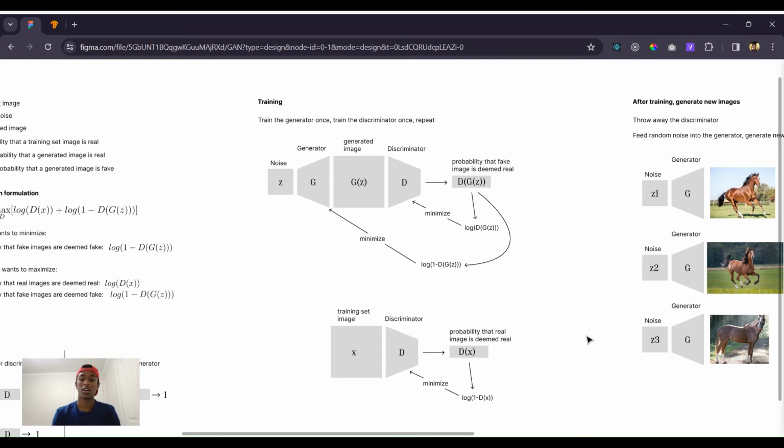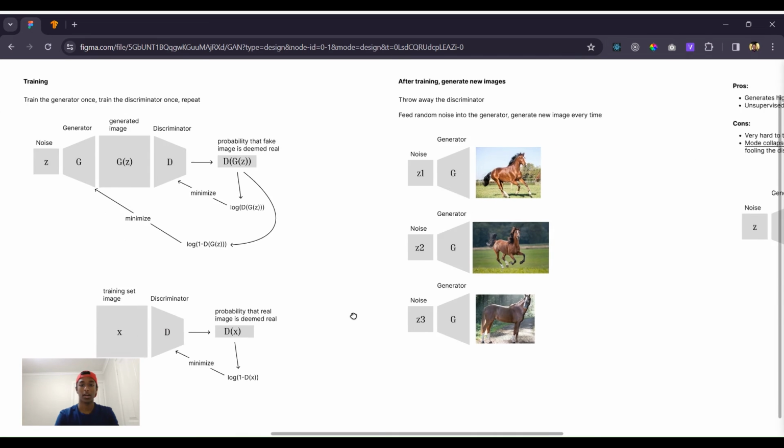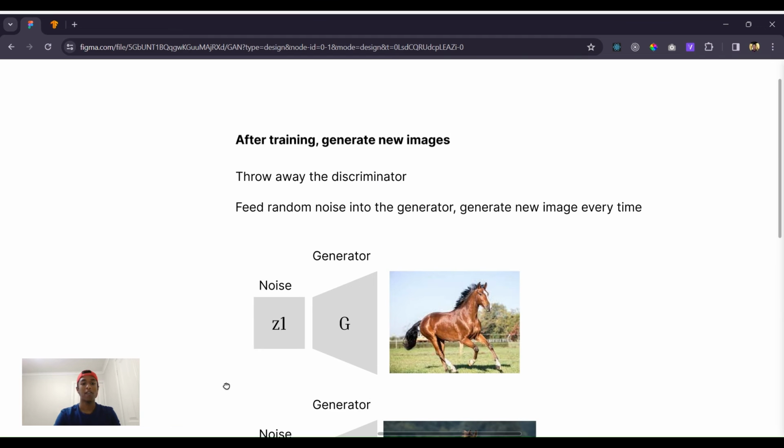By the end, we'll get a generator that is really good at generating these images of horses, and the discriminator is actually not able to distinguish between the generated images and real images. That's how we know that training is done. Okay, so after training, now we can use our generator to generate new images. The discriminator's job is actually done. We don't need it anymore, so we essentially throw it away. And now we can use the generator to generate new horse images.